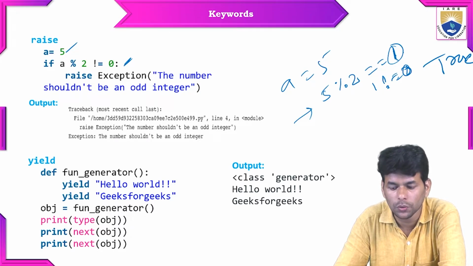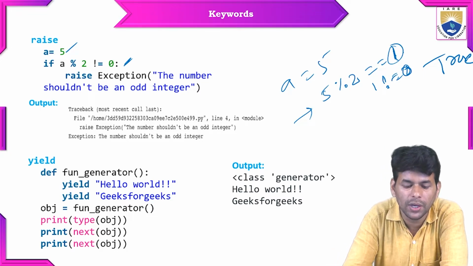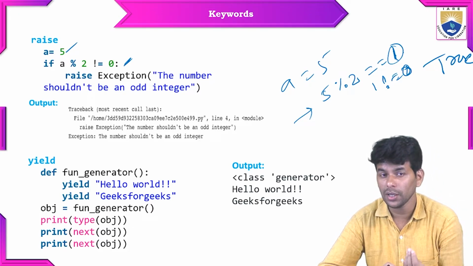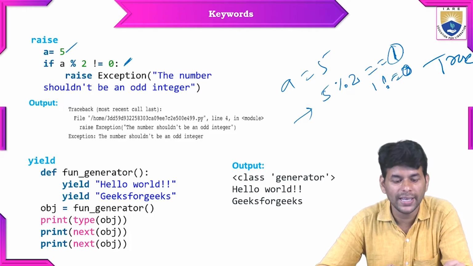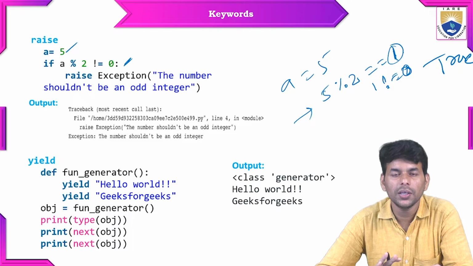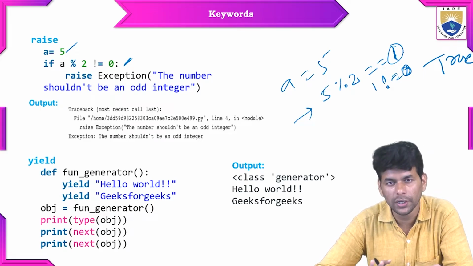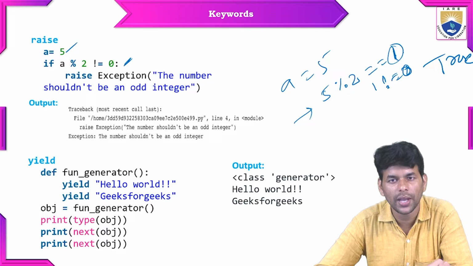If the condition becomes true, then what happens? I have to raise the exception: the number should not be an odd integer. I need an integer, but I do not want an odd integer. This whole program is about working with the raise keyword, for raising an exception if you give any odd integer to my program. I am saying I don't want any odd integer. This is the keyword syntax for raising an exception.